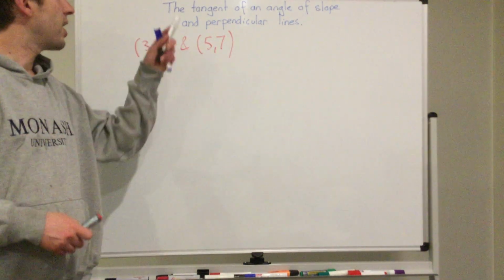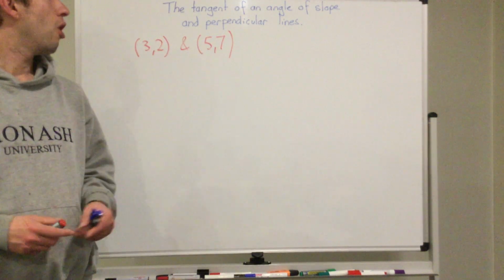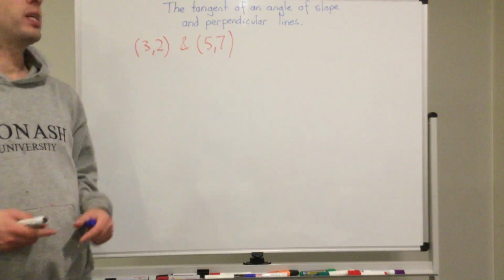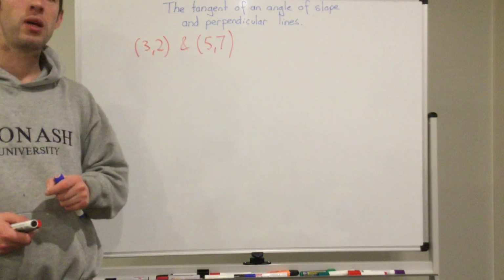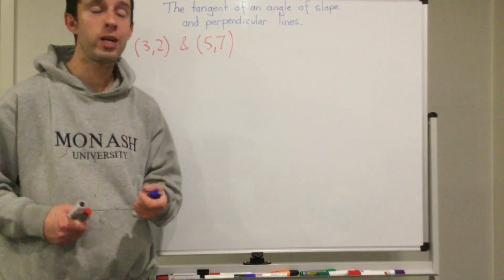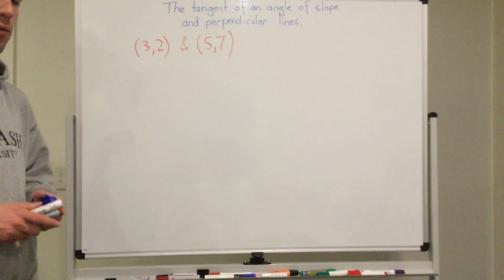So we are looking at the tangent of an angle of slope and perpendicular lines. First thing we need to do is work out the slope, and then we can use our understanding of basic trigonometry to find out our angle.